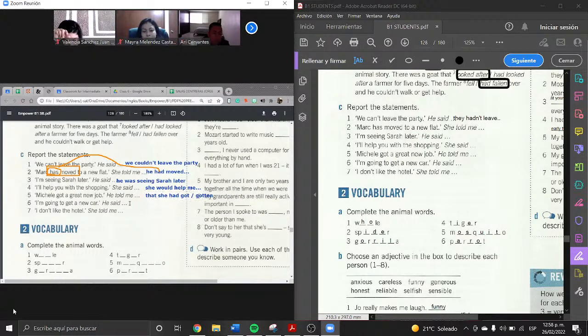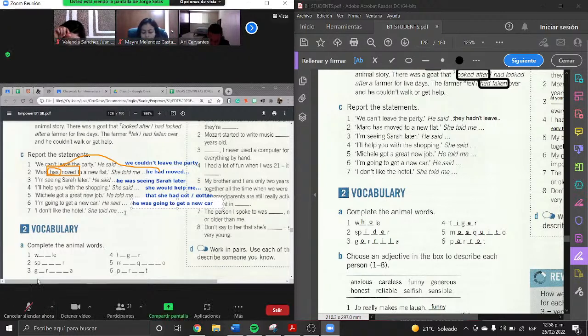Anytime. I'm going to get a new car. Present continuous. He said he was going to get a new car. I don't like the hotel. She didn't like the hotel.